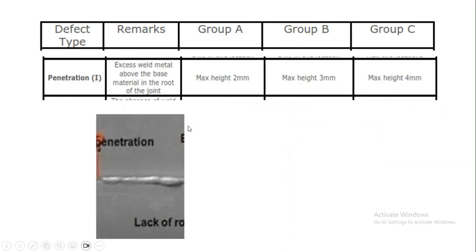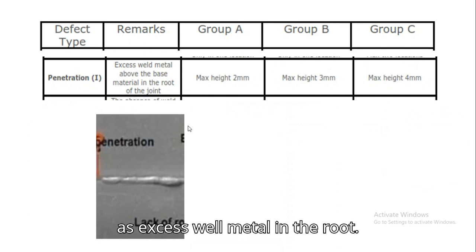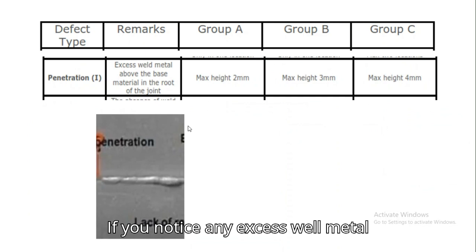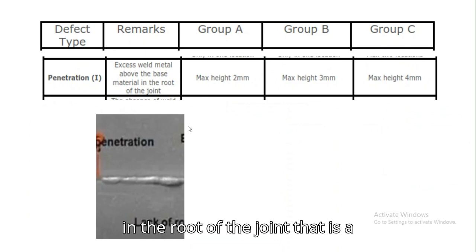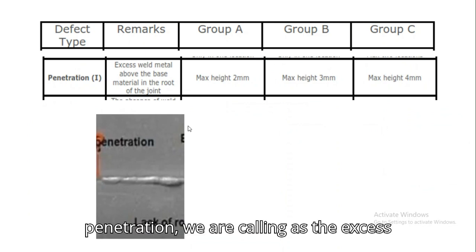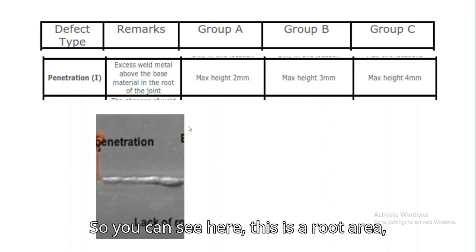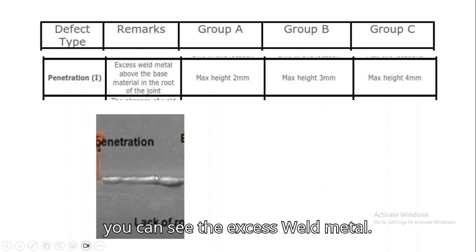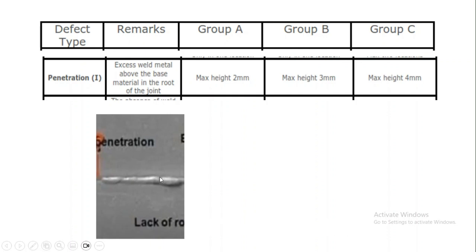And penetration. We can call it excess weld metal in the root. If you notice any excess weld metal above the parent metal in the root of the joint, that is penetration, which we are calling excess penetration. So you can see here, this is a root area. You can see the excess weld metal. This is the excess weld metal. You can see this one.